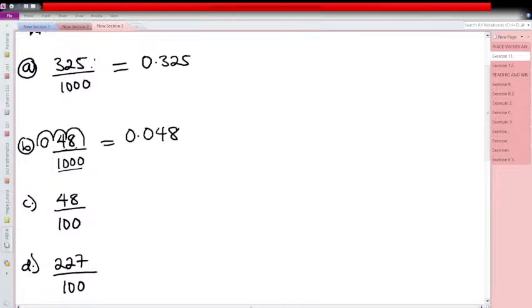Ralph, you are wrong in C. It can be 0.04. What happened to the 8? How many times are you moving a decimal point? That is 48 divided by 100. Your C is wrong.